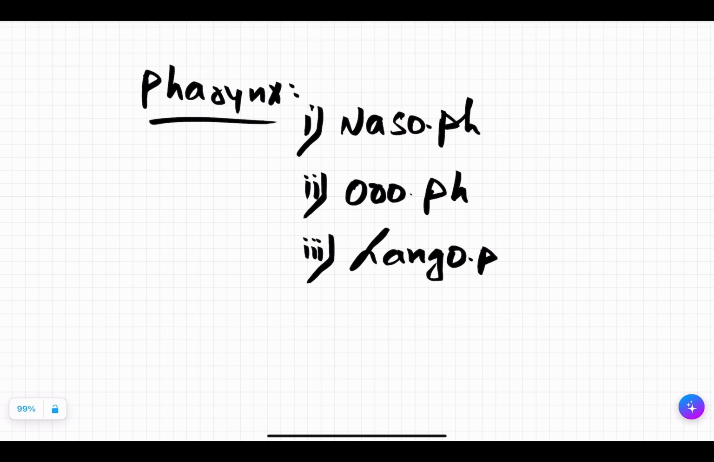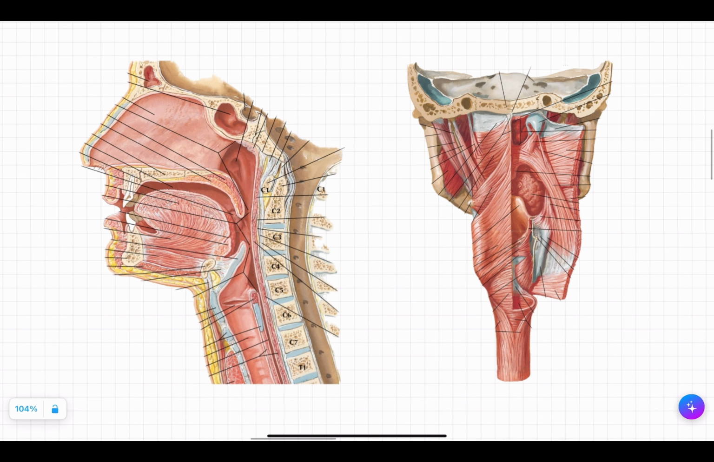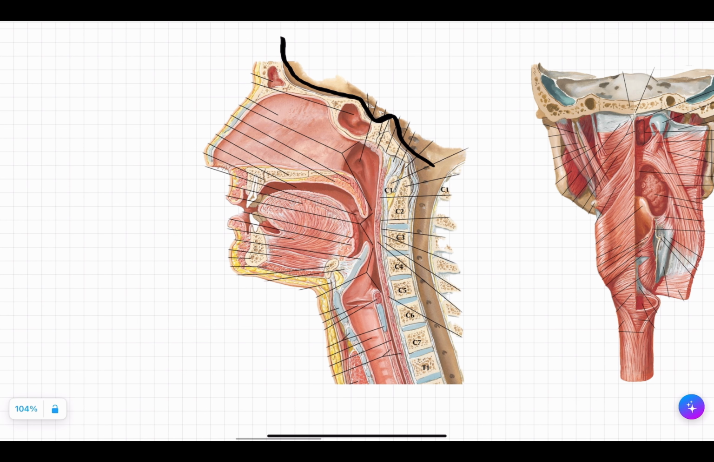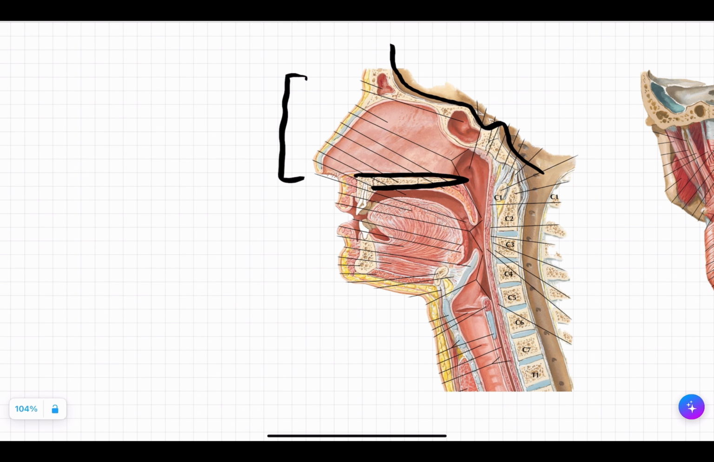So as the name says, nasopharynx, it will be present posterior to your nasal cavity. So you see this, the cranial fossa here. So your nasopharynx extends between the floor of the cranial fossa, till the level of your palate. So nasopharynx here, cranial fossa till the palate. This level is known as nasopharynx.